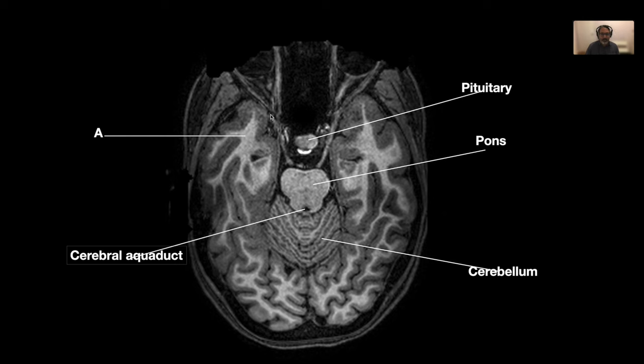A is a lobe. Yes, A is just a lobe. I'm asking just for a lobe. Yep, that's the temporal lobe. Because now you're below the Sylvian fissure, and that lobe that goes forward like that is the temporal lobe.